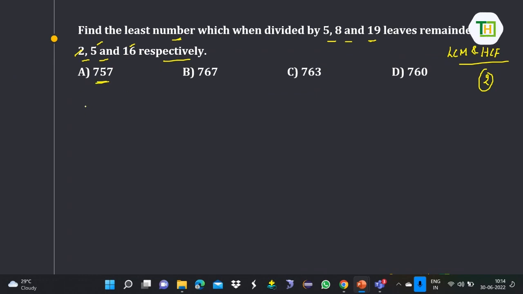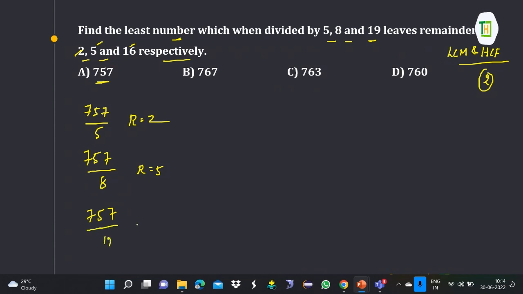So 757. 757 divided by 5, I want remainder 2. And second, the same 757 divided by 8, the remainder is 5. And 757 divided by 19, the remainder is 16. Suppose this option is not satisfied, then you have to go for the second option. If the second option is also not satisfied, then go for the third option. If it is not satisfied, you need not check the fourth option, you can directly go for option D. So instead of checking the four options, we have a condition for this type of question.